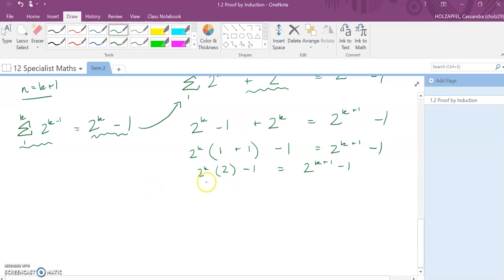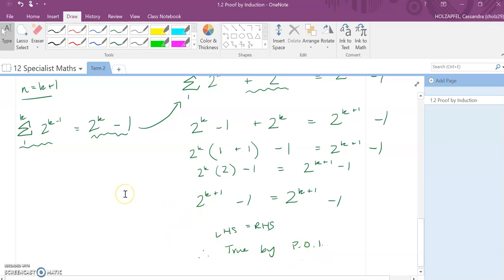Okay. Now, if I have 2 to the power of k times 2, remember when we're multiplying things with the same base, we add their indices. So in this case, the index is k. In this case, the index is 1. So it's going to be 2 to the power of k plus 1, minus 1, which is equal to 2 to the power of k plus 1, minus 1. So the left-hand side is equal to the right-hand side, and therefore this statement is true by induction. I don't feel like writing that all out, but this is just going to be proof by induction.